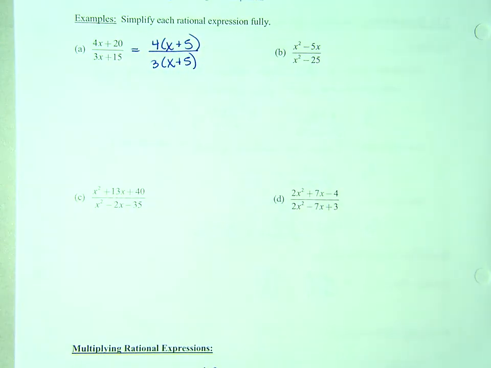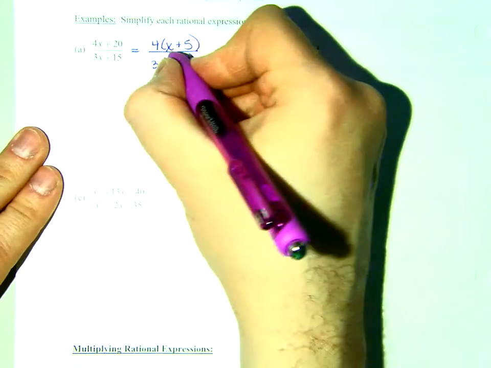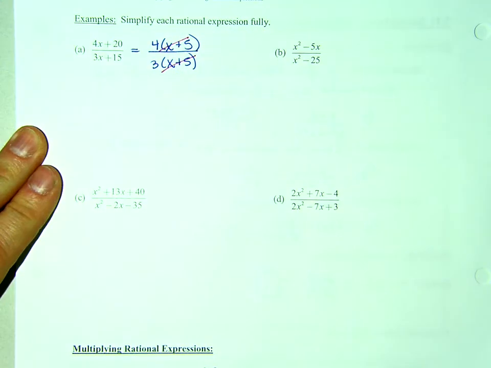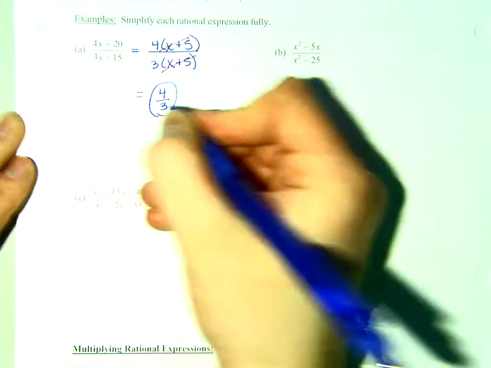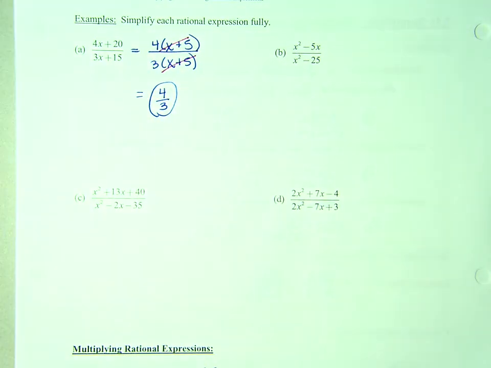Is there anything I can do? What can I do? Is there anything in common? The x plus 5s. I can cancel this. I can cancel that. This is actually just going to be the regular fraction 4/3. And I think this one's kind of interesting. What this actually says is if you plug in any number for x to the top and the bottom, any fraction you get would be simplifiable to 4/3.